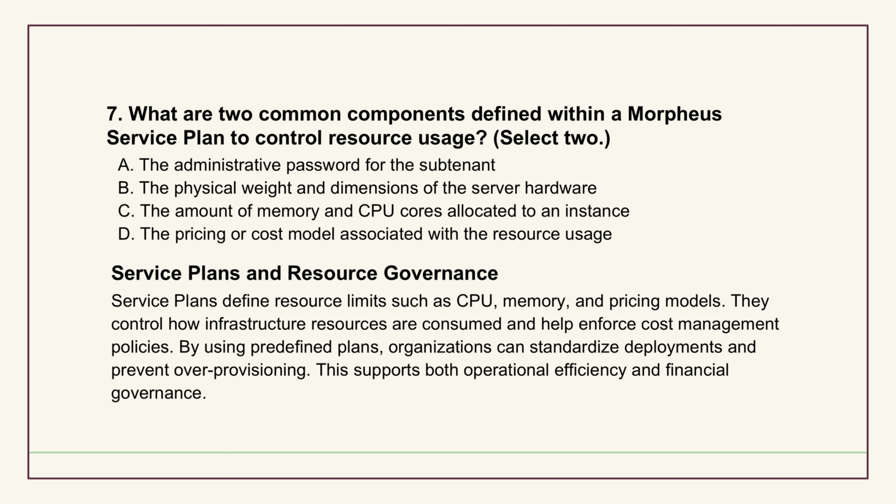Okay, let's talk about money. Question 7 covers service plans. The question asks, what are two common components defined within a service plan to control resource usage? This is the resource governance question. The correct answers are C and D. Option C is memory and CPU allocation. Option D is pricing or cost models.